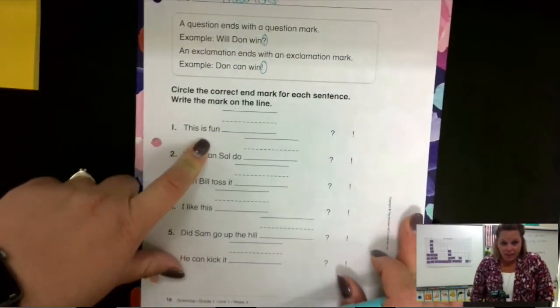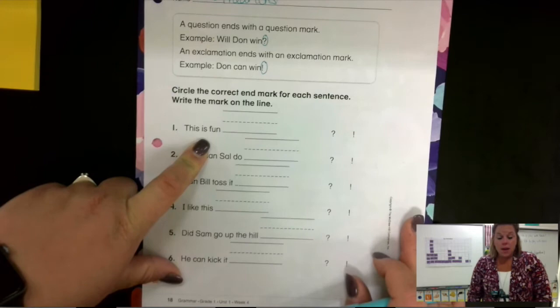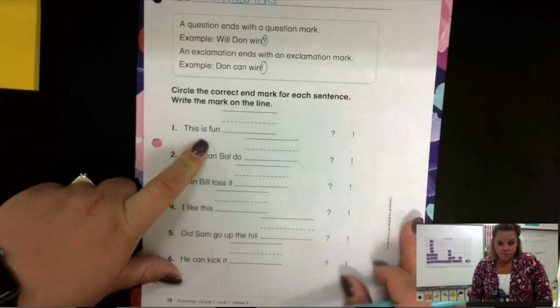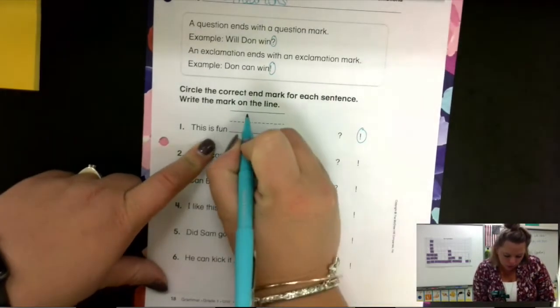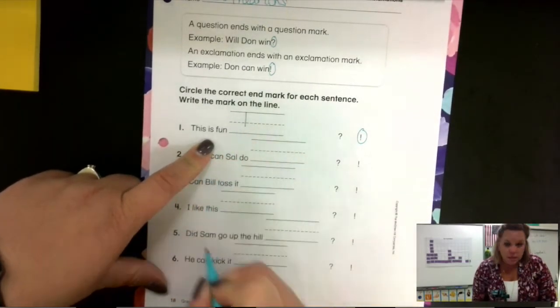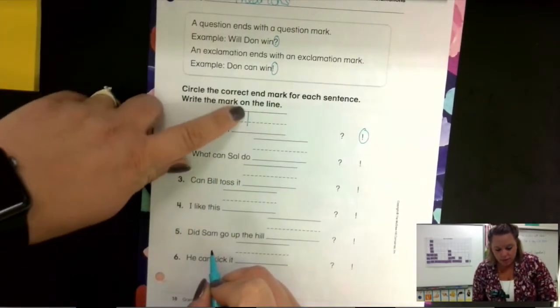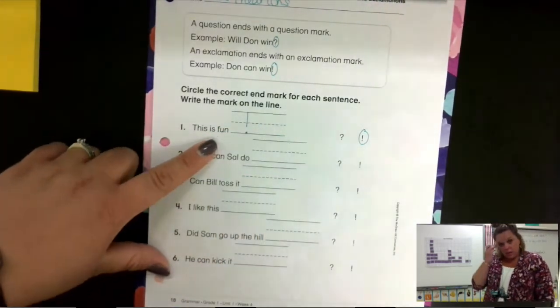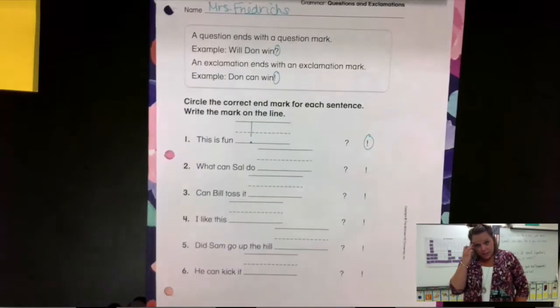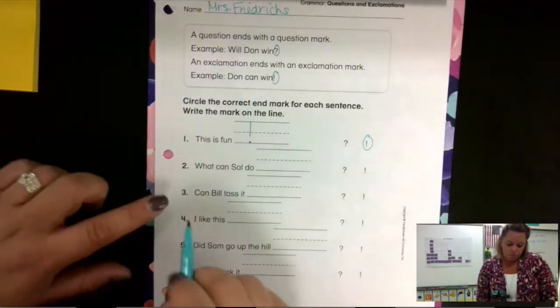This is fun. What kind of a mark will that need? Right, it needs an exclamation mark. So circle it. And then when I'm making an exclamation mark, you can see my line started at the top and went just below the dotted line. And then I need a little dot at the end. That is how you make your exclamation mark.